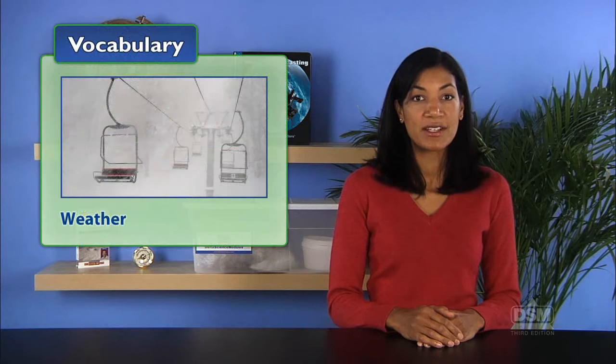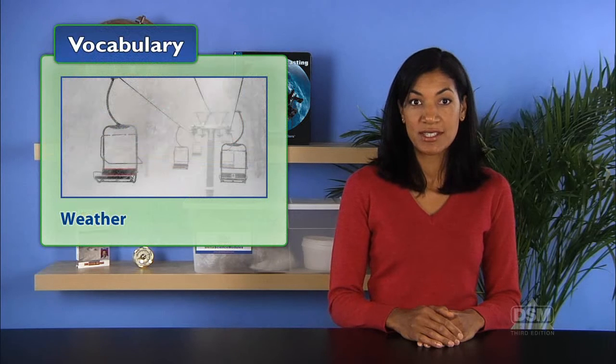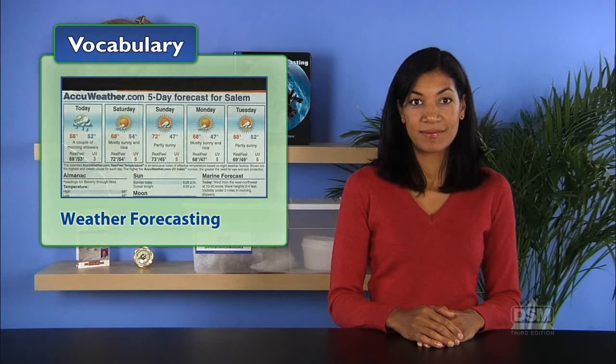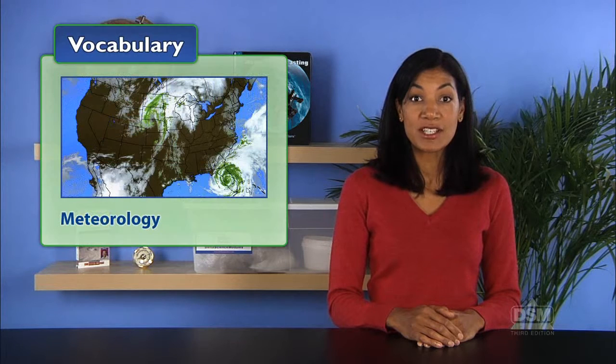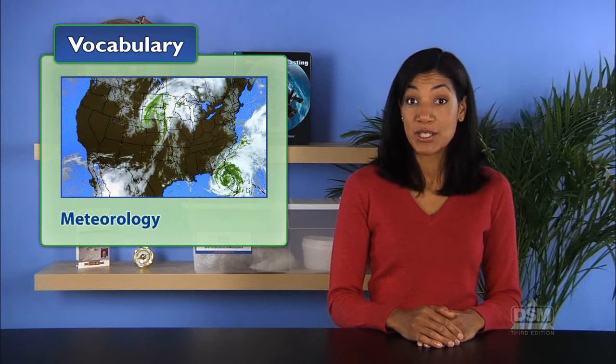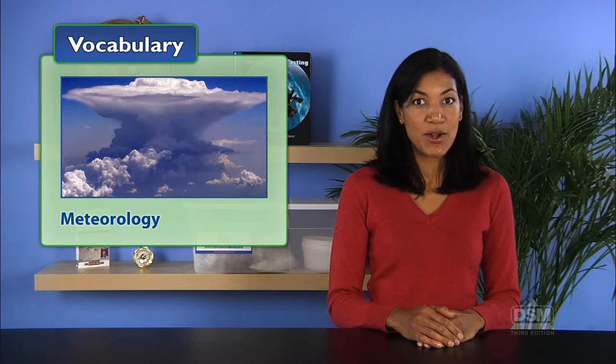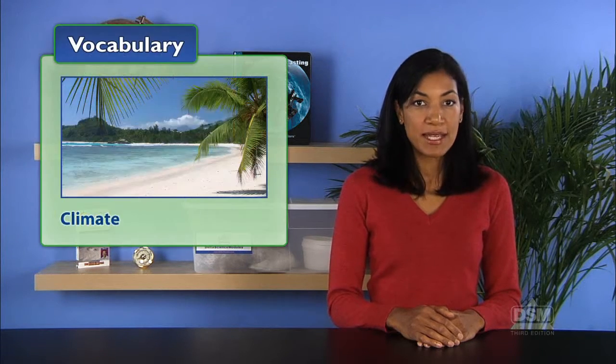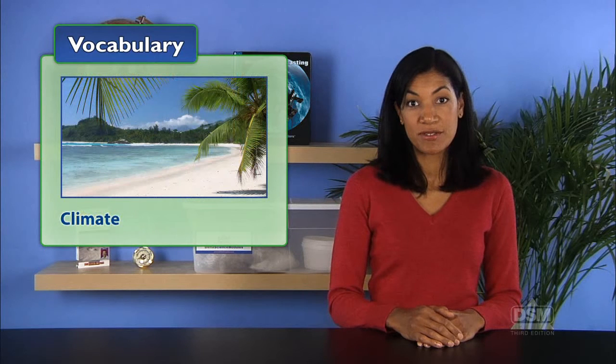Begin the activity with a discussion of the terms atmosphere, weather, weather forecasting, meteorology, and meteorologist. Explain that the condition or state of the atmosphere at a given time and place is known as weather, and predicting future weather conditions is known as weather forecasting. Then explain that meteorology is the study of the atmosphere and its weather, and those who study meteorology are called meteorologists. Also, define climate as the average weather over a long period of time.